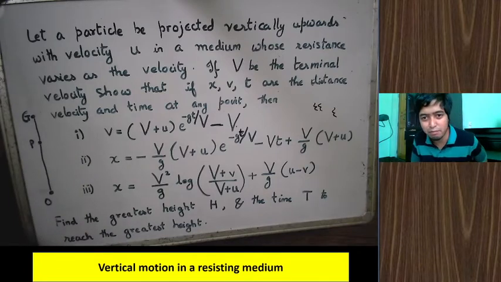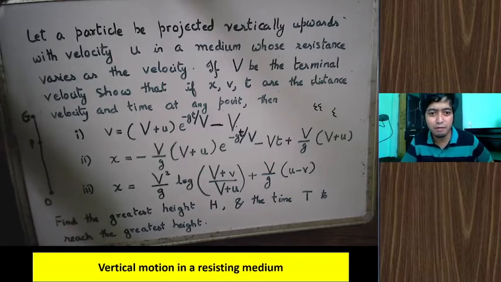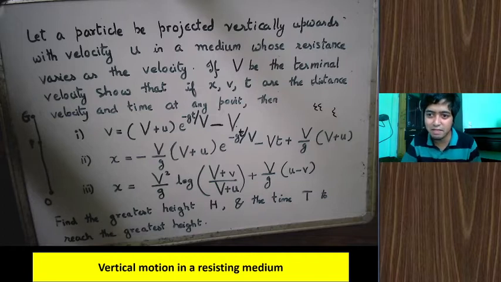Let a particle be projected vertically upwards with velocity u in a medium whose resistance varies as the velocity. If V be the terminal velocity, and x, v and t are the distance, velocity and time at any point, then we have to find the greatest height as well as the time to reach the greatest height. Over here you see that we are mentioning the word terminal velocity again, even though it is for upwards motion.